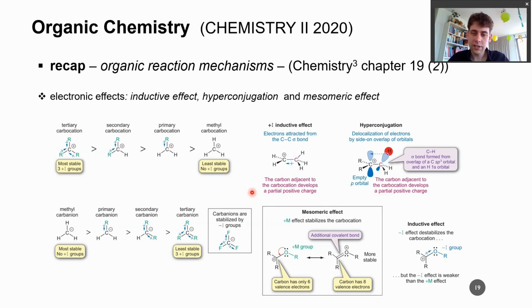The other important effect here that we have just touched on is the mesomeric effect, because here we can use the electron density of neighboring atoms in so-called mesomeric structures to stabilize a carbanion or a carbocation, depending on what you're looking at. But we'll discuss that again when we talk about chapter 22, the benzene molecules.